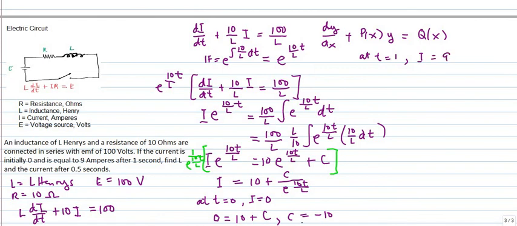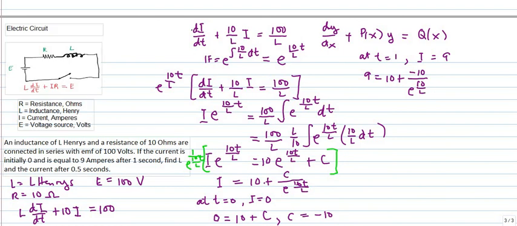Okay, so if we substitute the value of t, I and c, we will find the value of L from this equation. By substituting the value of I, which is 9, equal to 10 based on this equation, and then plus the value of c, which is negative 10, over, we have here e raised to 10 times time 1, so 10 over L.